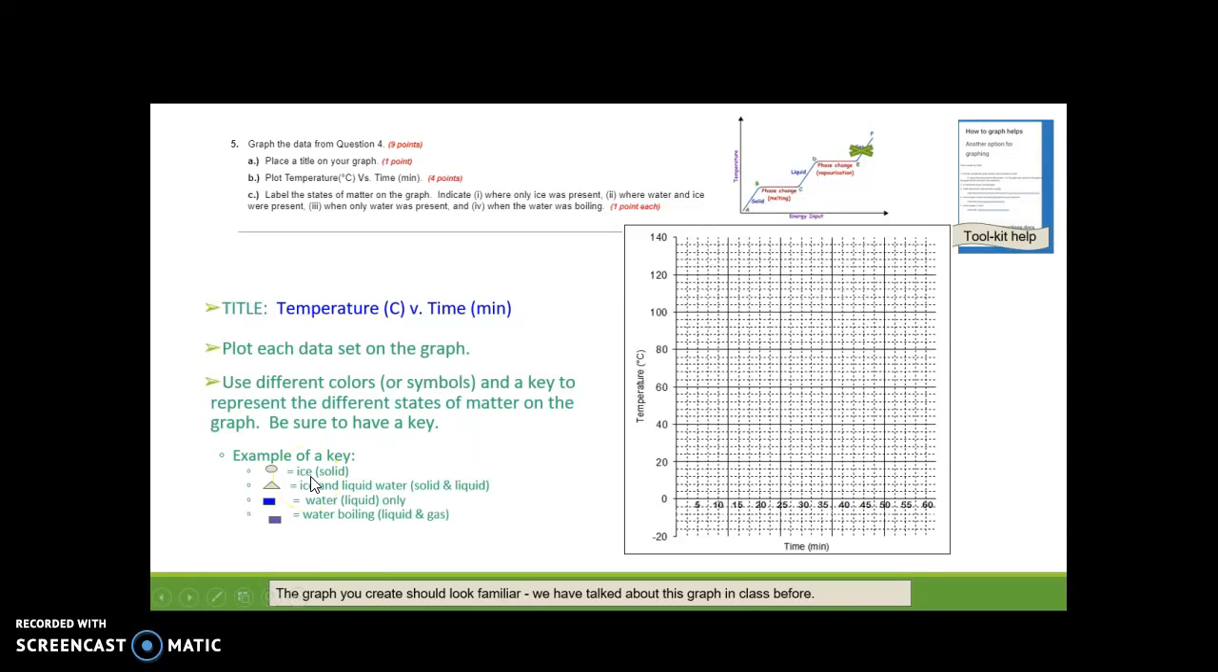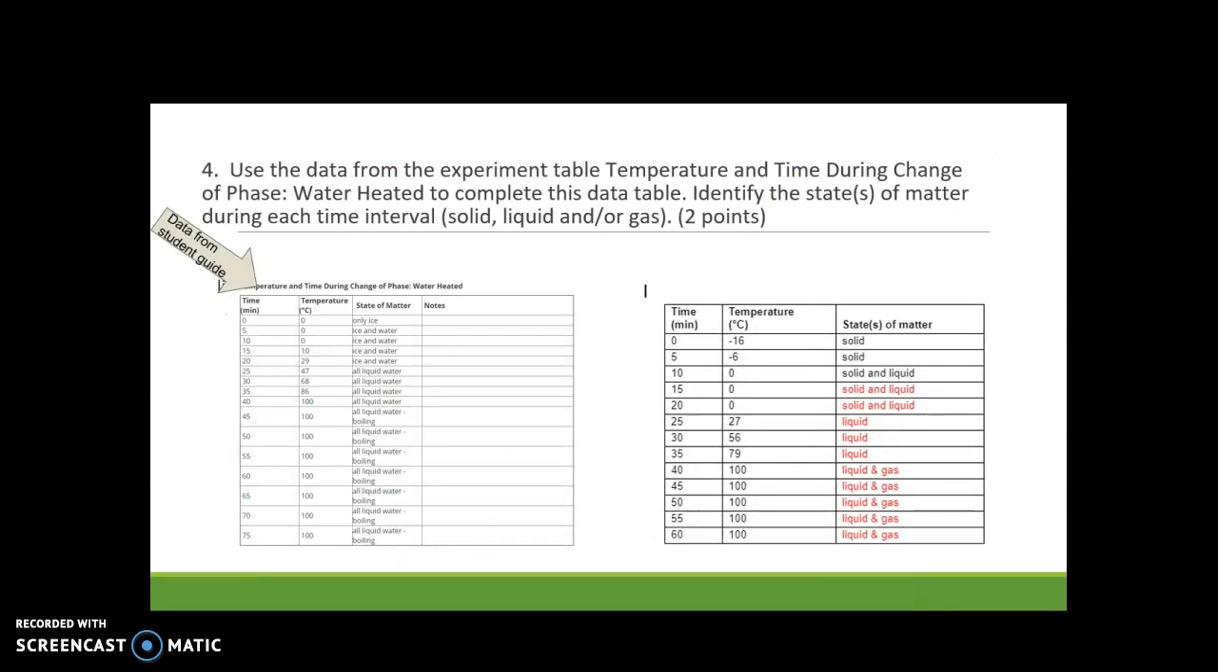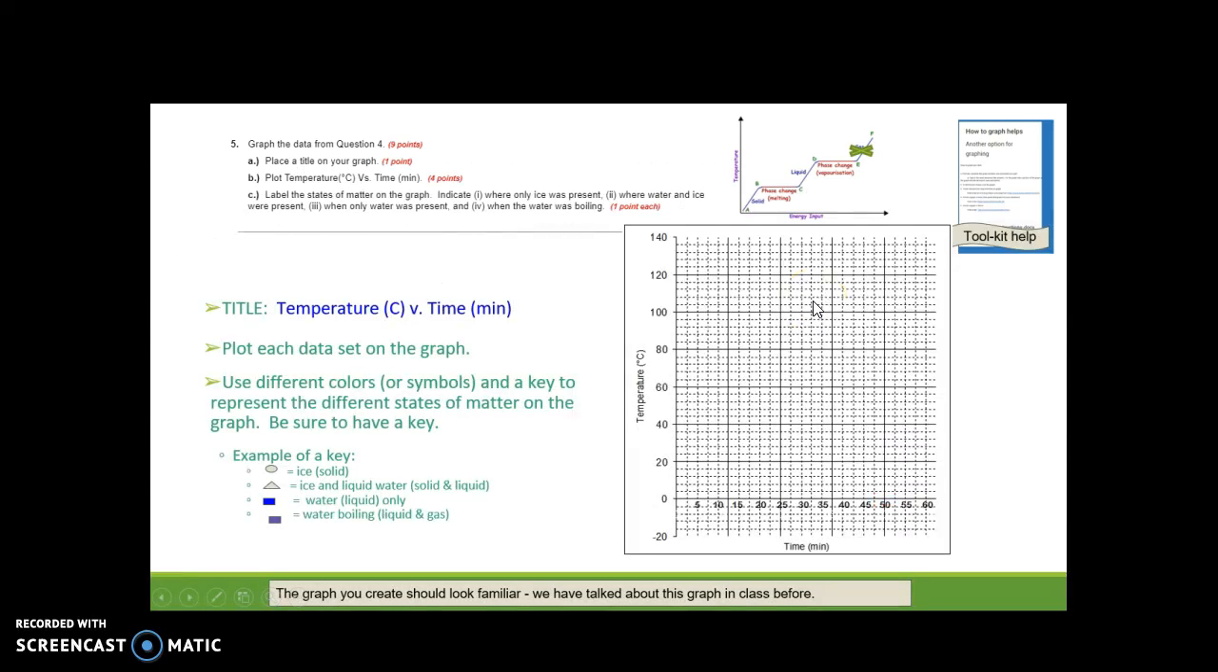So I have ice, which is the solid phase, ice and liquid, which is a solid and a liquid phase, water, which is liquid, and the boiling water, which is liquid and gas. And that goes to match with my data right here. There I have it all lined up so I can make sense of it. So that's how I did this. And then I'm going to go in and graph it.